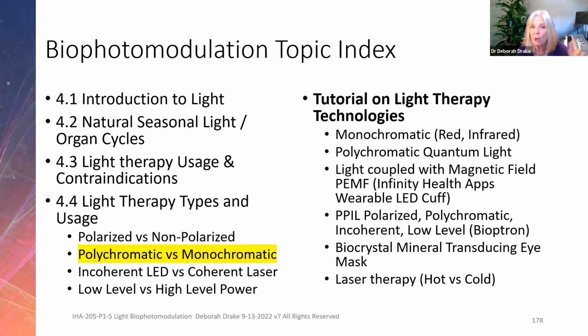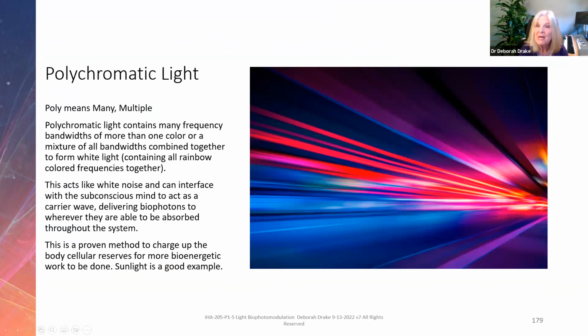We also talked about polychromatic or monochromatic. So if there's many colors of lights in the light, it acts more like white noise and you can carry many things of colors of the rainbow.